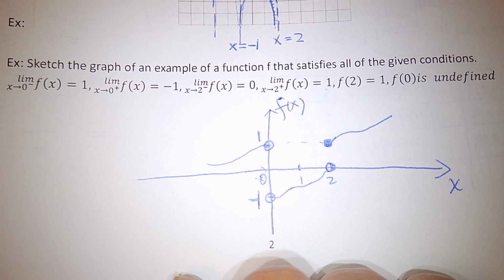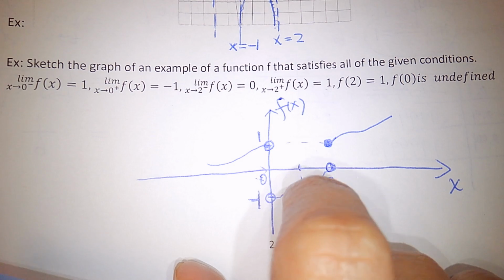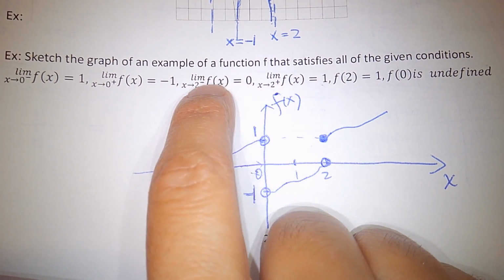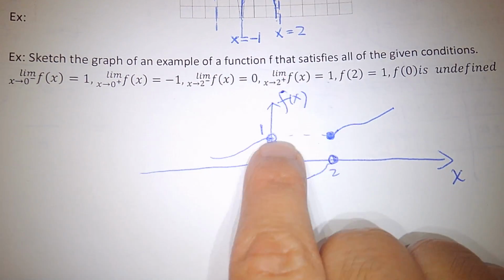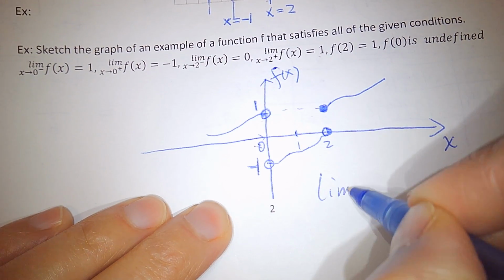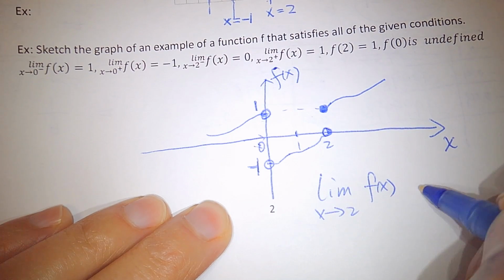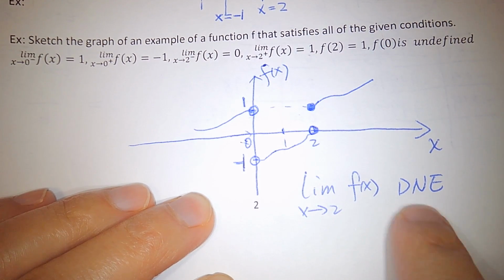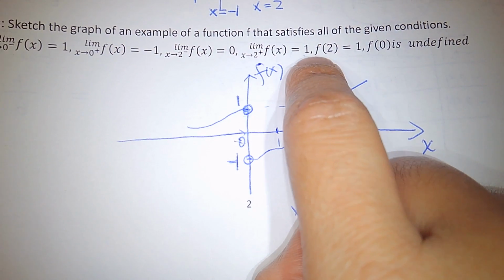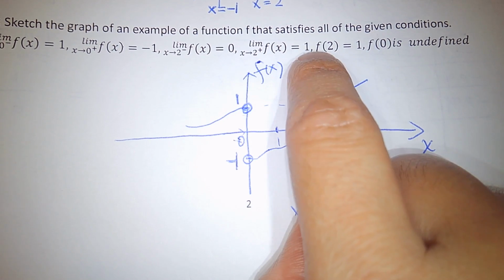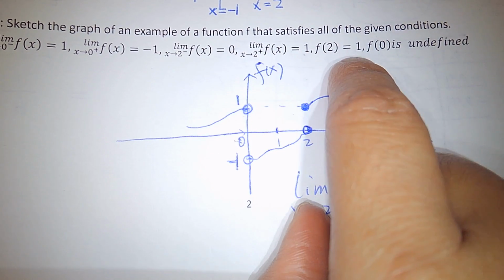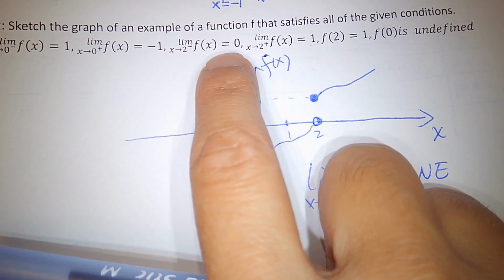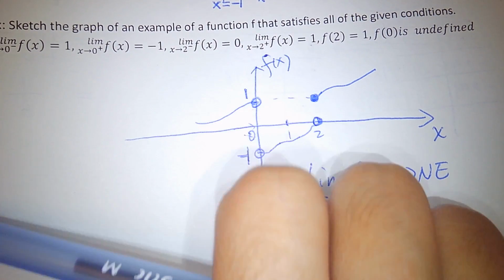Does that mean that at x equals 2, the limit doesn't exist? Yeah, because the left-hand limit and the right-hand limit don't equal each other. So we know when x approaches 2, the limit of f of x does not exist. However, the limit of f of x as x approaches 2 not existing is different from f being defined or not. So f of 2 equals 1 means f is defined at x equals 2. But the limit doesn't exist because the two one-sided limits don't equal each other.